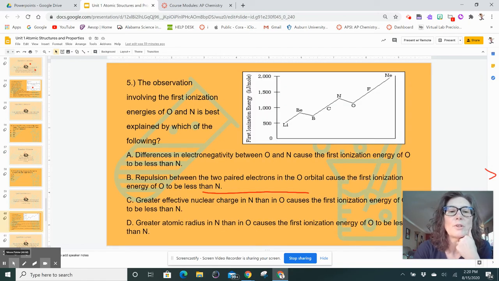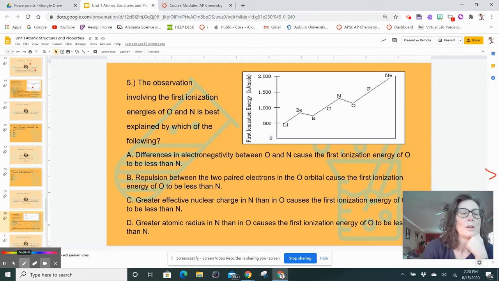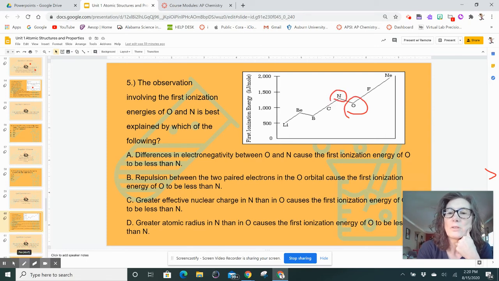Okay, so the difference in the first ionization energies of oxygen and nitrogen is best explained by which of the following? So here's oxygen and nitrogen. Oxygen has a lower first ionization energy than nitrogen, and it's asking why that would be. Why would oxygen have a lower first ionization energy than nitrogen?